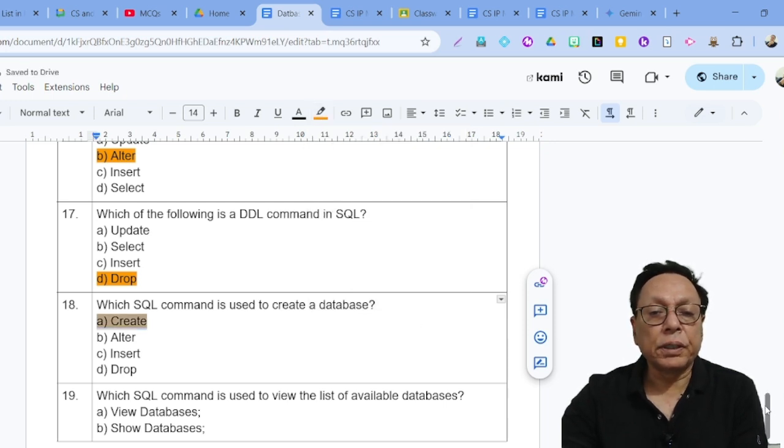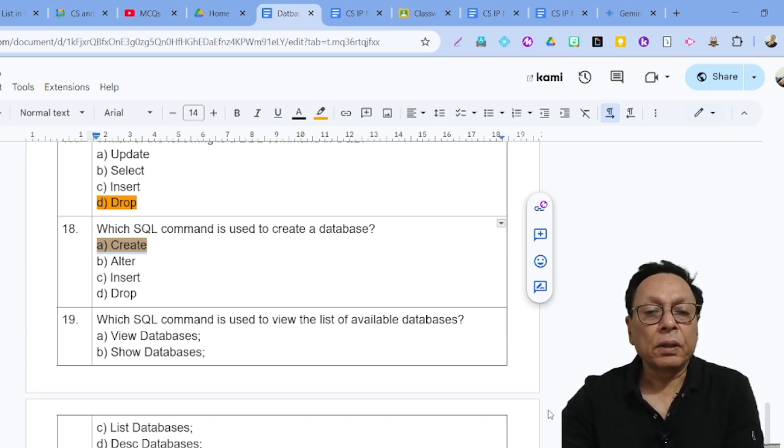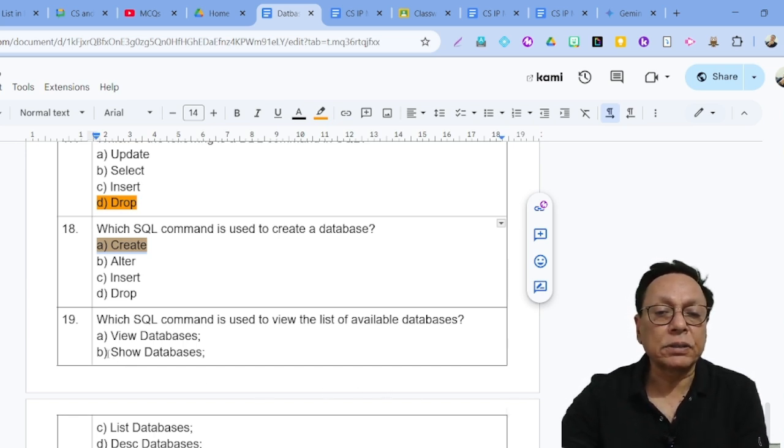Now the next question is question number 19. Which SQL command is used to view the list of available databases? View databases, no. Show databases, yes. List databases, no. So we should go with option B, because show databases will enable you to display the list of the databases.